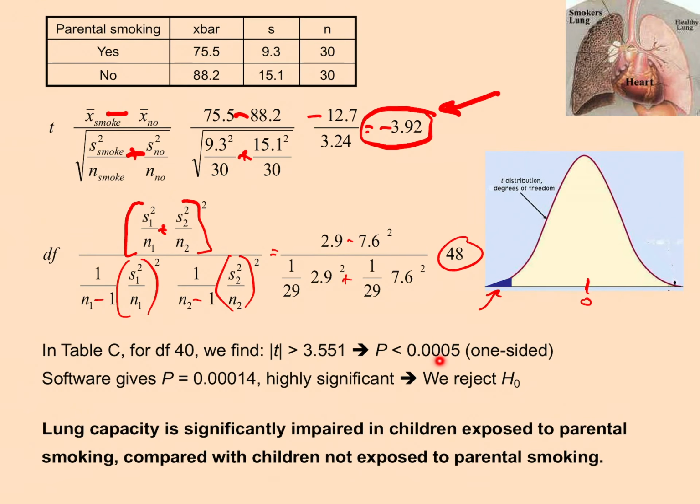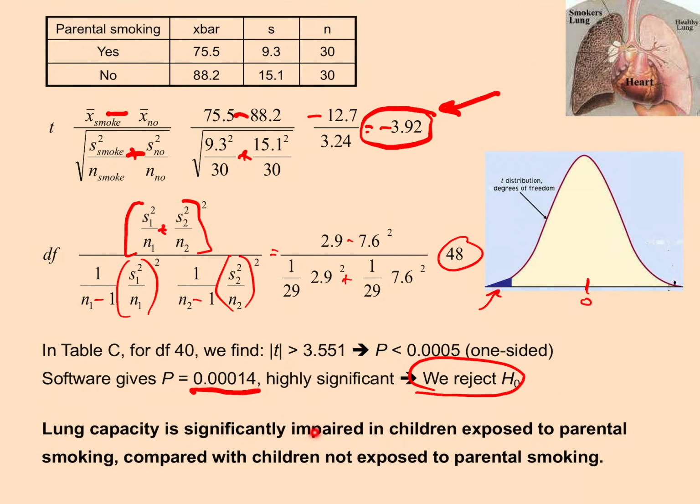It's off the table. So 3.551 corresponds to a p-value of 0.0005, and p-values get smaller as you go to the right on the table, so we know our p-value is smaller than 0.0005. In fact, Minitab would calculate it at 0.00014. So this is very highly significant. We are well within our rights to reject that null hypothesis here, okay?